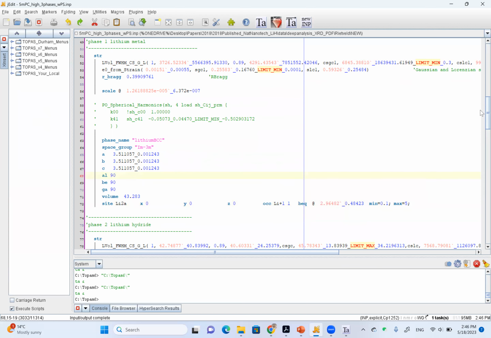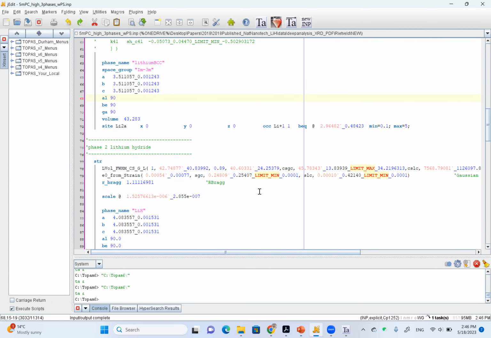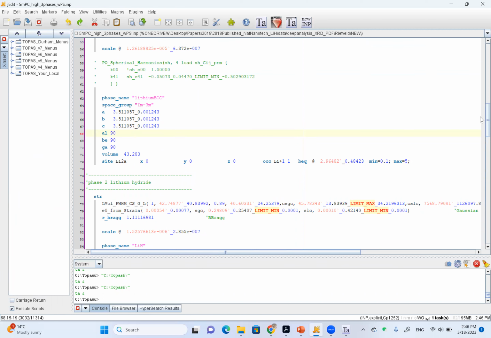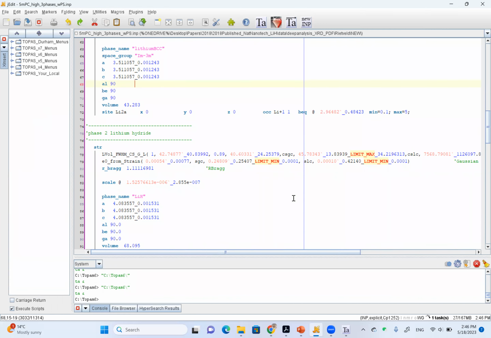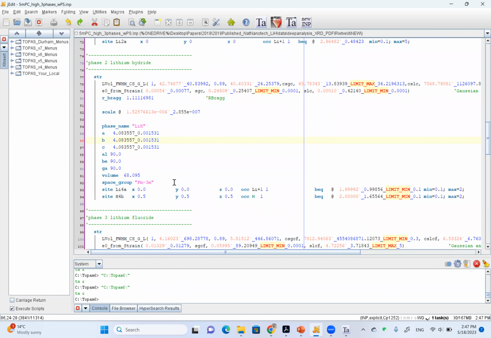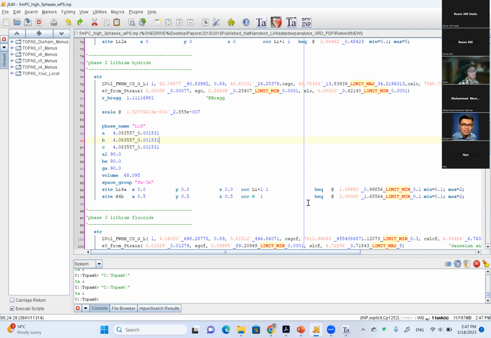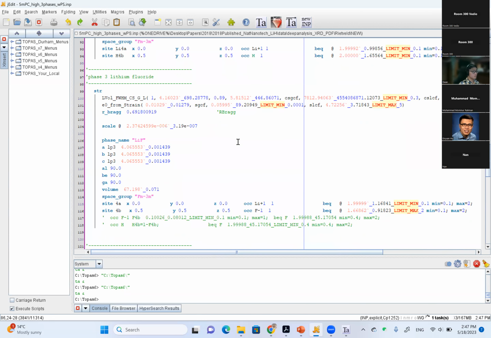So that's for the lithium metal, and for lithium hydride, it's the same thing. Okay, so you see, I didn't really fit those parameters. And is it Fm-3m? Every position is fixed, so we do not have any atomic position to fit. And we have the Beq values, which seem to be reasonable in general. And we have lithium fluoride. Okay, so the same thing.